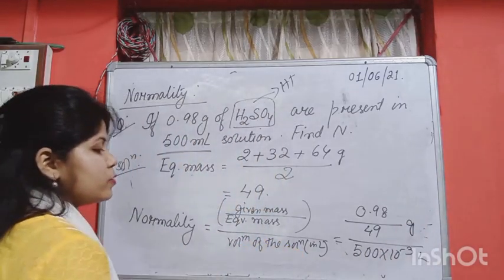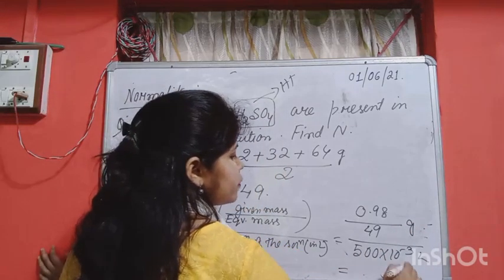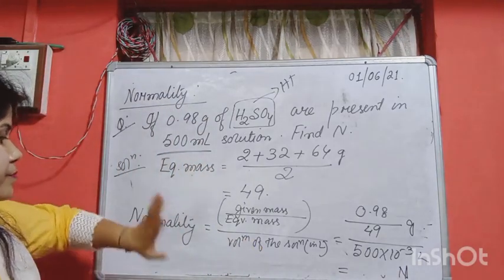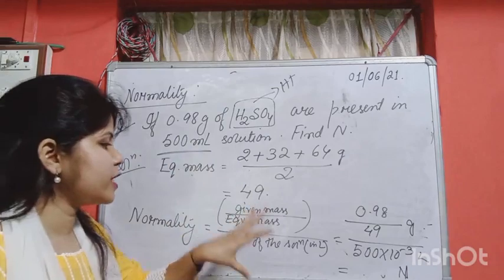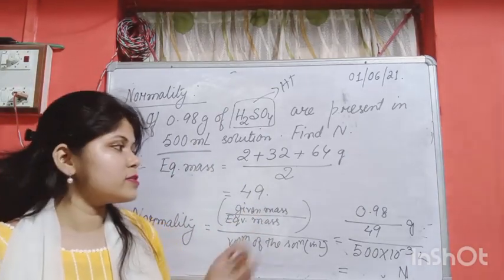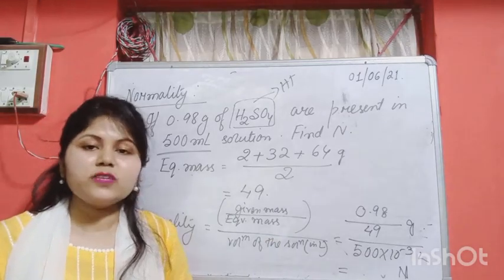So gram equivalent, we have found out the unit for this. The normality formula is the number of gram equivalent of solute divided by the volume of the solution in liter. So these are the overall concentration terms.